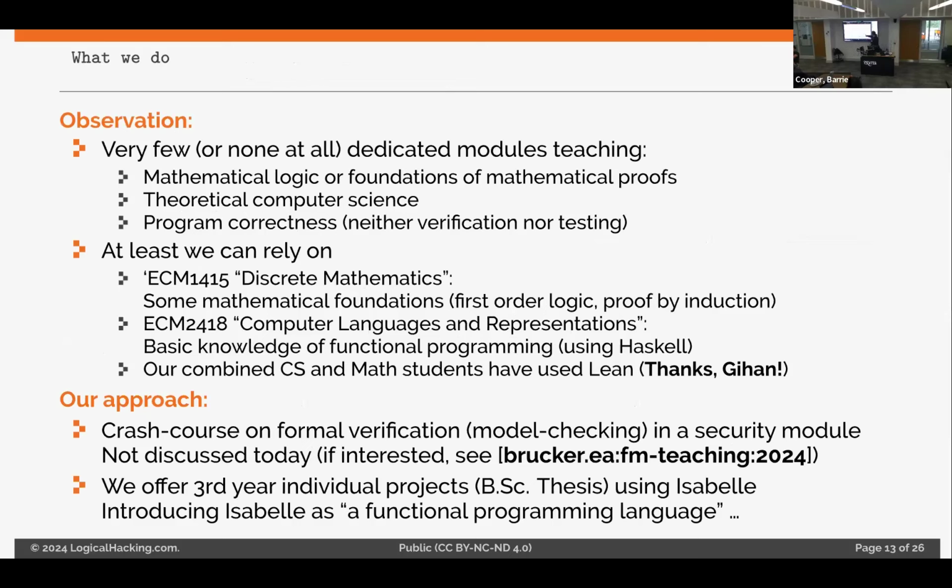And we have to say that the success we have also benefits quite a lot from Gihan here in the room, who is teaching Lean to the math and computer science students, the students that take a combined degree, and some of those students are also doing a final year project with us. And then it's more a transition from Lean to Isabelle than starting Isabelle from scratch.